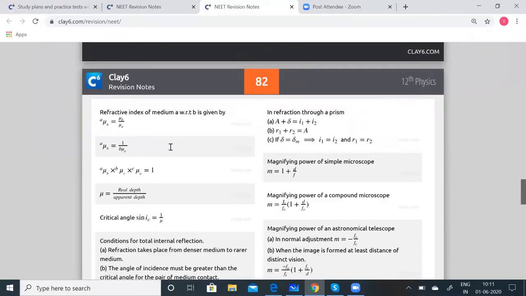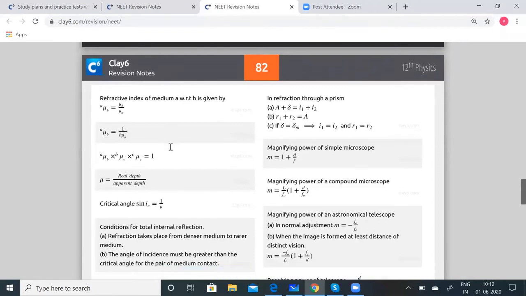If delta equals delta M, that is the angle of minimum deviation, then I1 = I2 and R1 = R2. So at minimum deviation, I1 is equal to I2 and R1 is equal to R2. So note all these formulae, it's very, very important. We'll be making use of these in the problems to come.